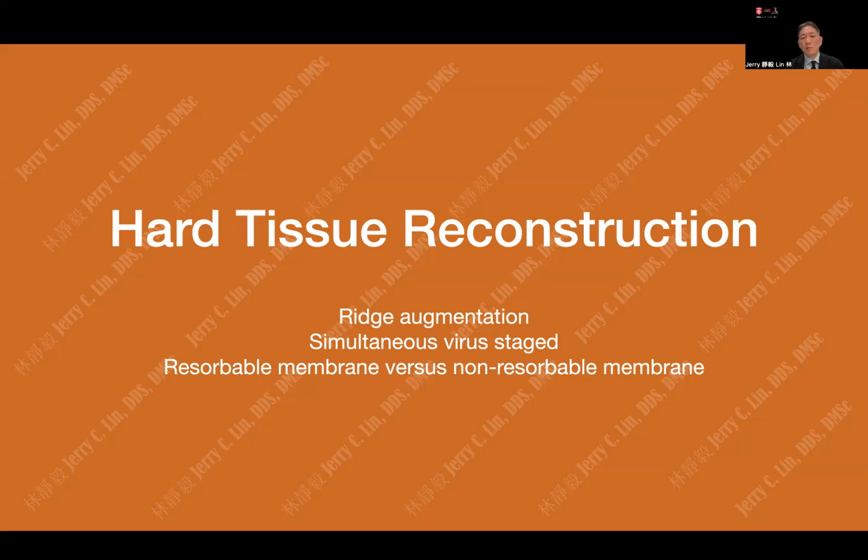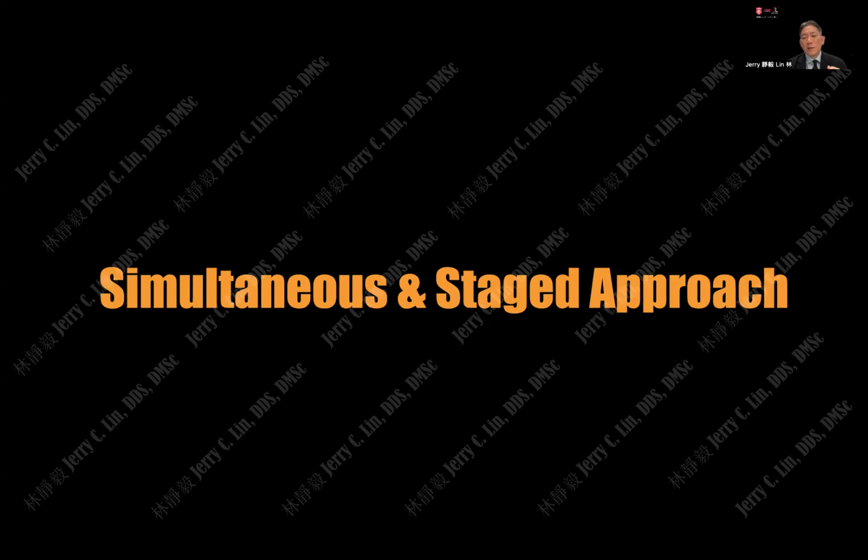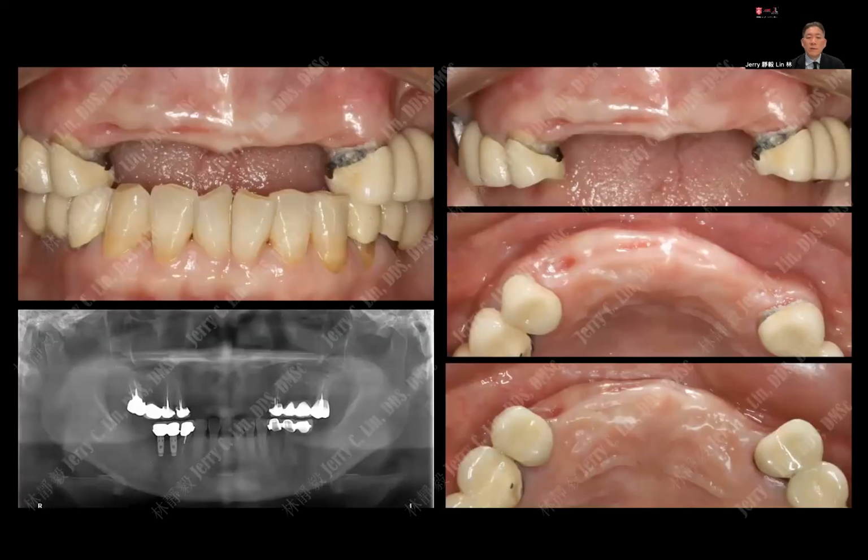What about hard tissue reconstruction? In hard tissue reconstruction, we are looking at the foundation. So we need ridge augmentation, and we can use a simultaneous or staged approach, resorbable versus non-resorbable membrane. Given this case as an example, simultaneous or staged approach basically doesn't matter. As long as we can get very good bone around the implants, it doesn't matter whether it's a simultaneous or a staged approach. Both of them can achieve good aesthetics if we can get a good result for bone.